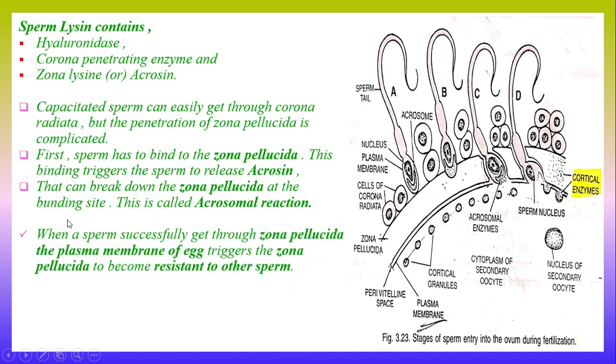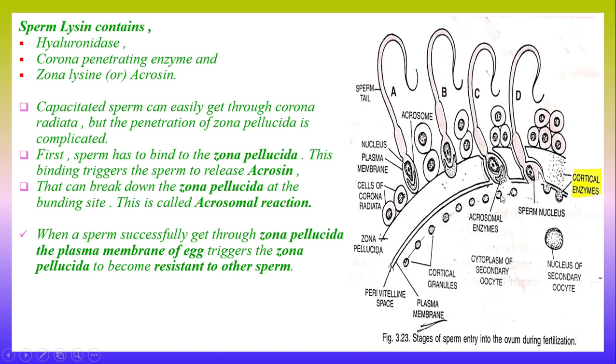Okay, see what happens. When a sperm successfully gets through the zona pellucida, the plasma membrane of the egg triggers the zona pellucida to become resistant to other sperm. Whichever sperm crosses the zona pellucida and touches the plasma membrane, immediately at this point the zona pellucida layer becomes hardened, resistant to other sperm. Within a fraction of a second that layer becomes hard and prevents the entry of other sperm. How? Look here, this plasma membrane: inside it, in the cortex of the cytoplasm of the secondary oocyte, what is there? Cortical granules. Just beneath the plasma membrane the cortical granules are there.